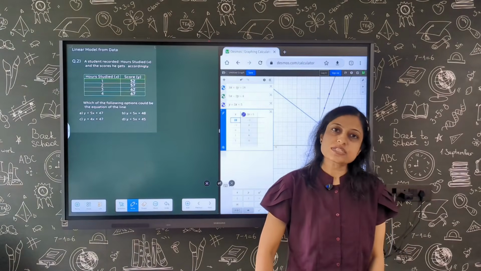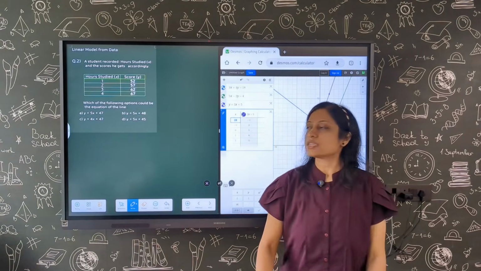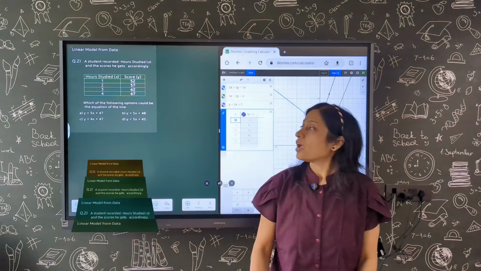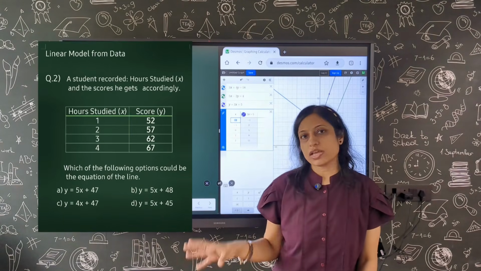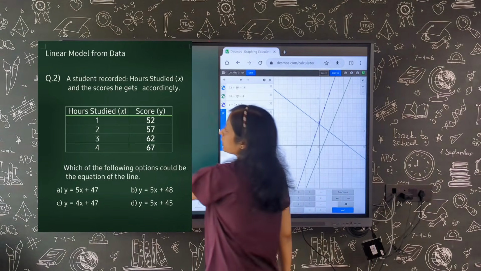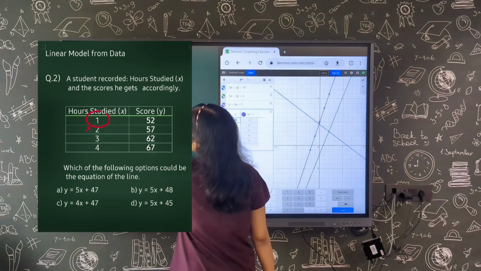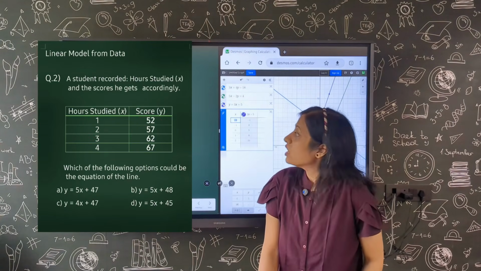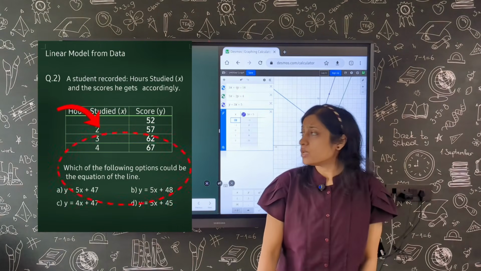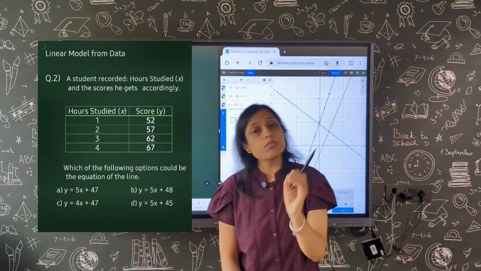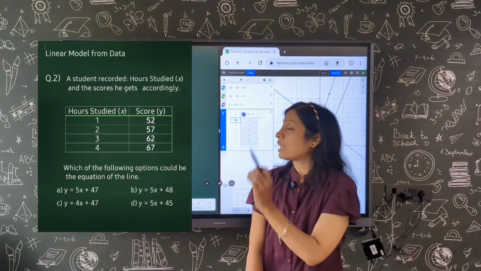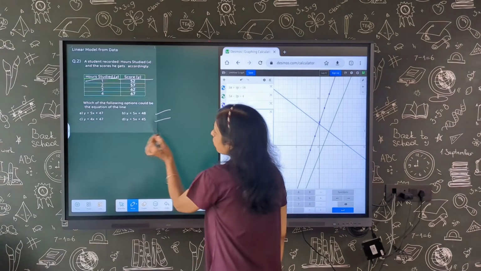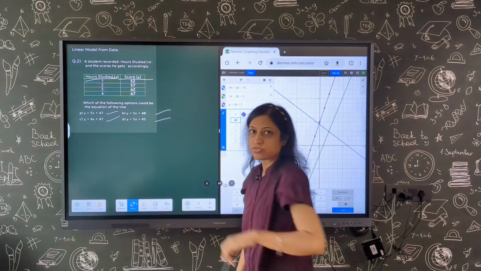Okay, let's move to the second question for today's class. As you can see, we are given a student's study hours and the score he is getting accordingly. So the table provides the values of study hours and scores. And the question is asking which of the following options could be the equation of the line. The moment you read the equation of a line, it means it's a linear equation. And all 4 options are also in linear equation form.